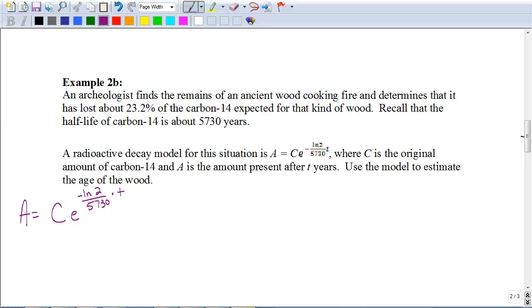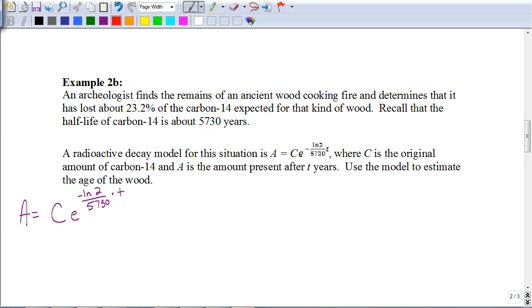It says an archaeologist finds remains of an ancient wood cooking fire, determines that it has lost about 23.2% of the carbon-14 expected for that kind of wood. Well, recall that the half-life of carbon-14 is about 5,730 years. So this equation here that's kind of blurred out, I rewrote in purple here. It says a radioactive decay model for this situation is given, where C is the original amount of carbon-14 and A is the amount present after t years. Use the model to estimate the age of the wood.